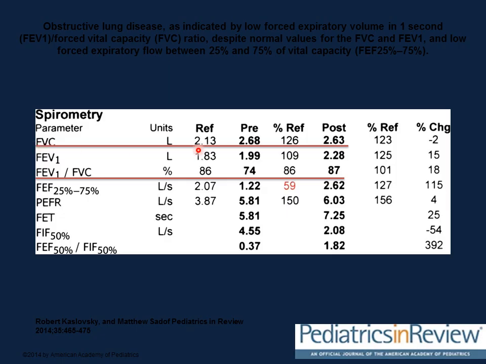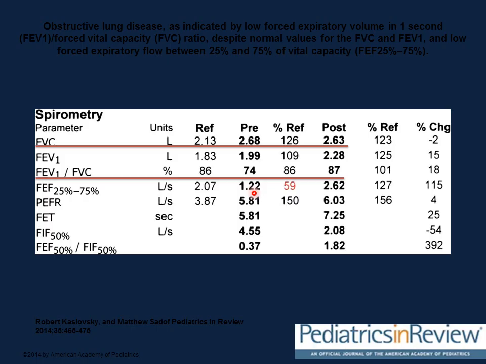The FVC reference value is 2.13 and the recorded value is 2.68, which is normal. So this is also confirmed. This is a classic case of asthma, as most asthma patients have normal FVC. Also, you can look at the FEF 25% to 75%. The reference is 2.07 and the recorded value is 1.22, which is low or reduced. So this also confirms that it is asthma.